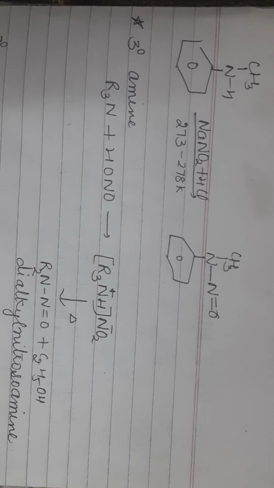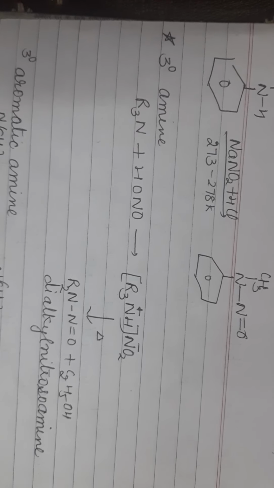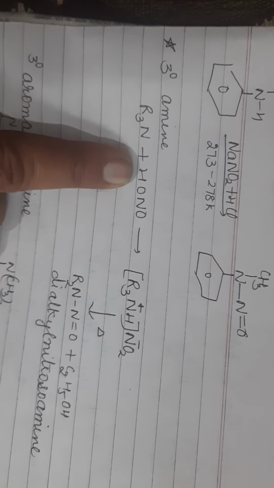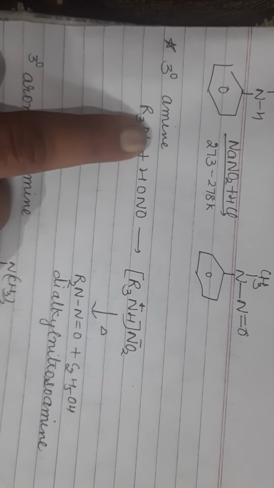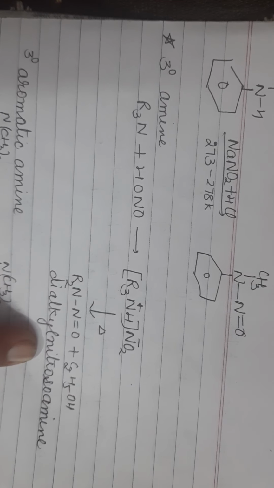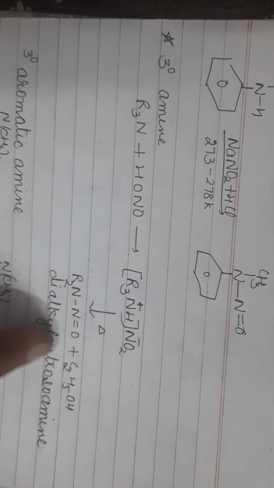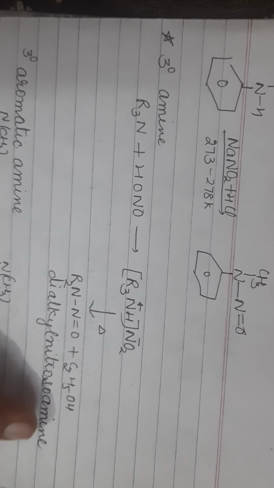Next are tertiary amines. They do not have any hydrogen to release water, so they have a lone pair of electrons, due to which they act as a base, and nitrous acid acts as an acid. They form a salt in this manner, and we get this compound here, the tertiary ammonium salt with nitrate ion. On heating, it gives dialkyl nitrosoamine.